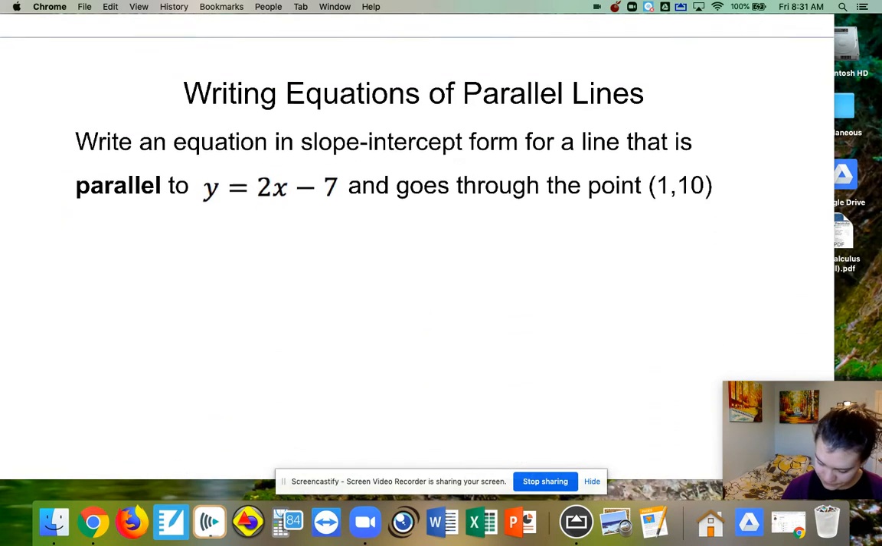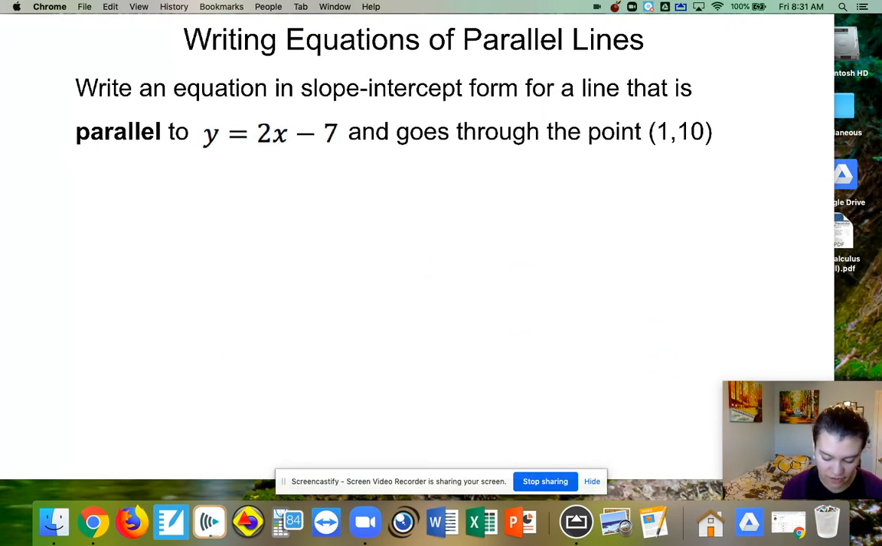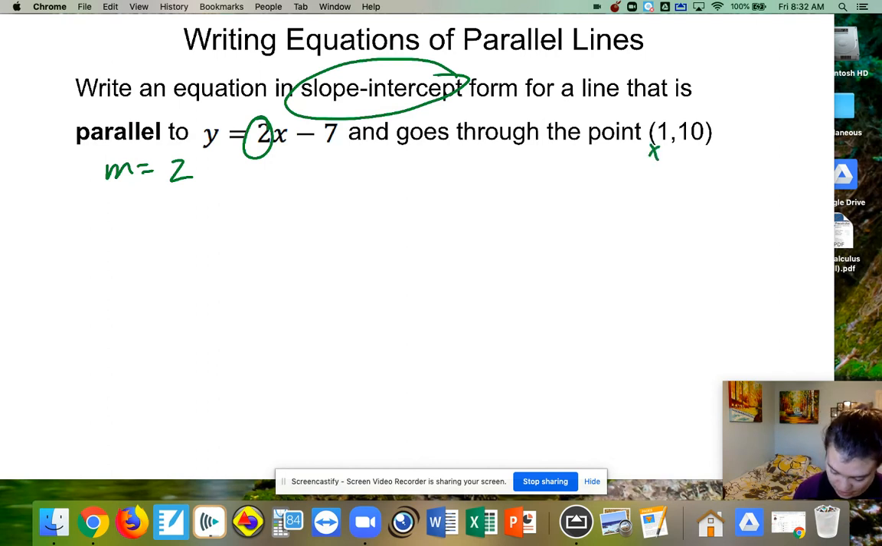So here we want to write the equation of a parallel line. So remember, parallel lines means your slope is the same, and it needs to go through the point (1, 10). It doesn't tell us how to write it, so we could write this in point-slope form, or we could write this in y equals mx plus b. It says slope-intercept, so we want to write this in slope-intercept form. So first step, we want to find our slope. It's going to be the same as this one, so 2. And then I'm going to start by writing this in point-slope and then solve. You could also plug in your point and solve for b. It doesn't matter. So here's our x1, y1.